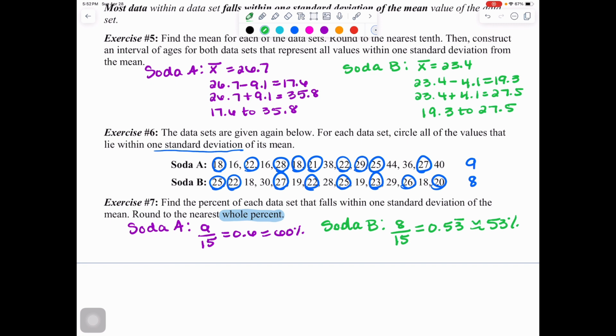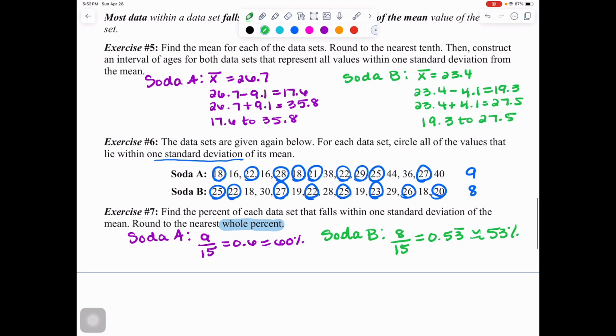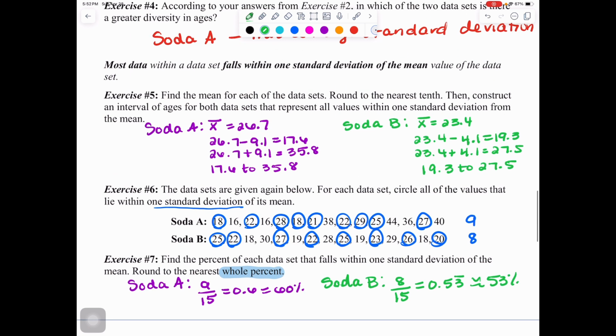So today was really about standard deviation, learning that that's another way to measure variability. And we know most data is going to fall within one standard deviation in either direction of the mean. So we can figure out how many pieces of data fall within that amount to give our percentages. And that concludes our lesson on the standard deviation of a data set.